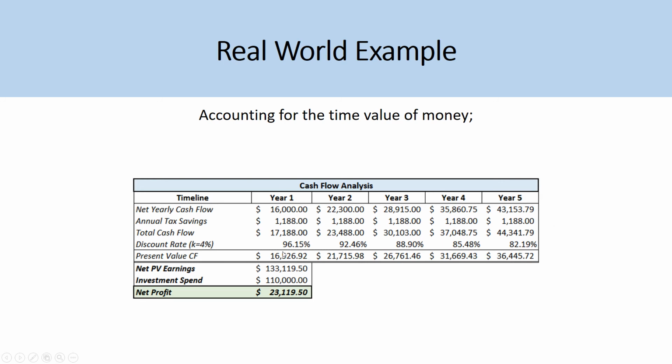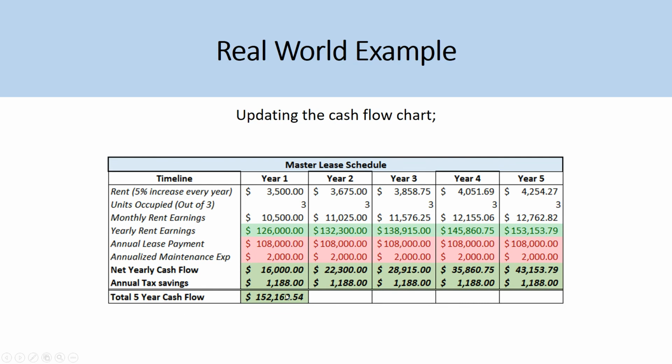So we discount them to the present, and then when we sum that up, our net present value earnings is actually $133,119.50. So that's the net present value earnings. So this is different from the total 5-year cash flow earnings.